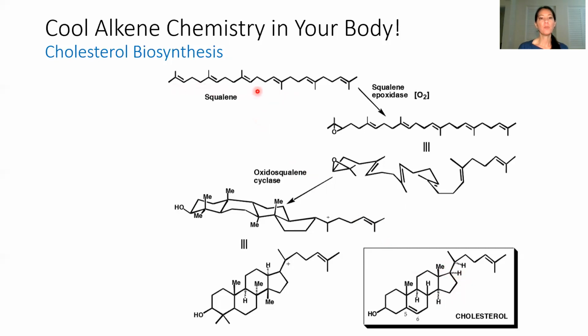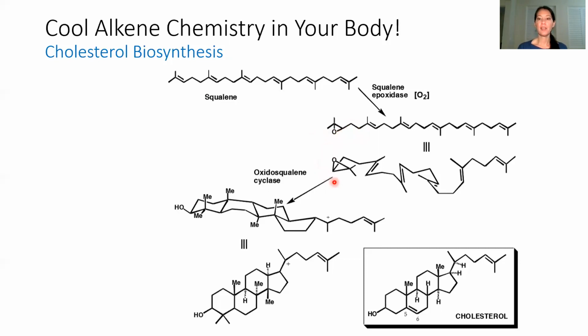So this one has numerous double bonds. This is squalene, and there's an enzyme in your body, squalene epoxidase, that's going to epoxidize one of those double bonds. So you guys have seen this already with one of the alkene reactions using, for example, MCPBA. You could generate an epoxide. If you protonate that, you can get a nucleophile to come in and open that up.